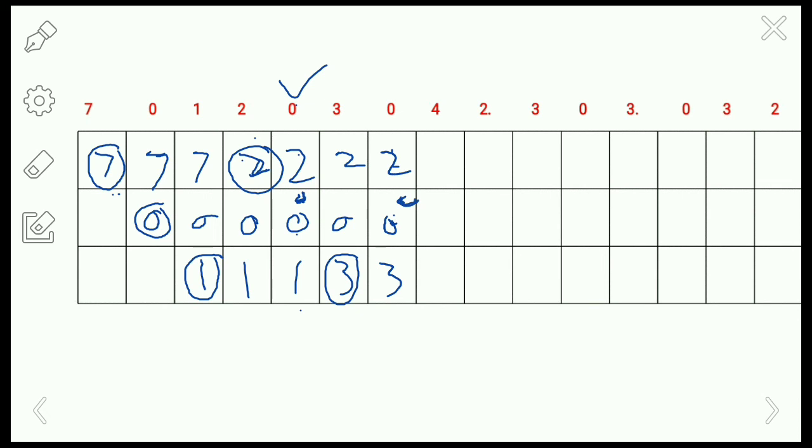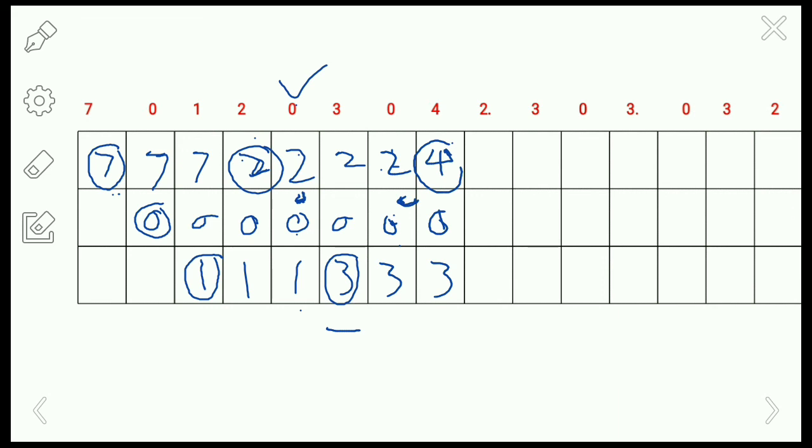So next 4, so we have to replace the 4 here. So here 3 is recently used, 0 is recently used, and 2 is not used for the longest period of time. So we are going to replace 2 with 4. Okay, so 4, 0 and 3. There is a page fault, right? So that's why we are going to circle this one.